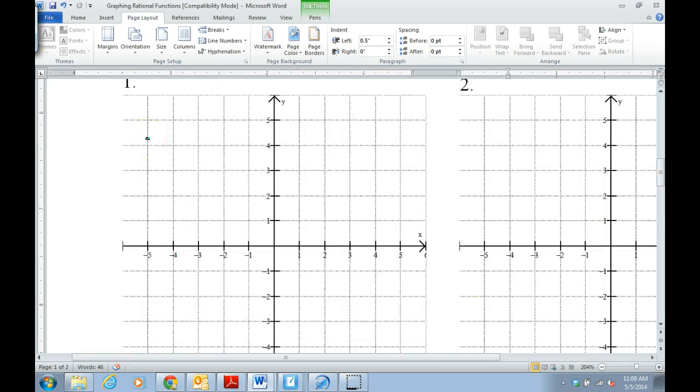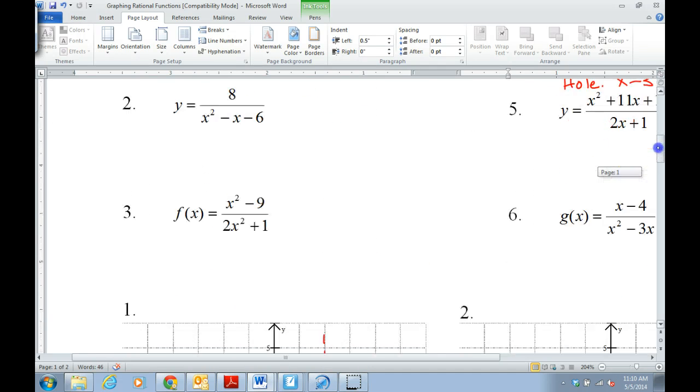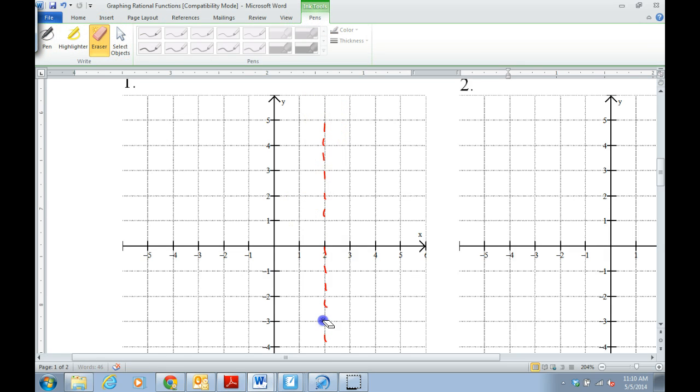Okay, first of all, what was my vertical asymptote on this one? 2. So I'm going to draw a vertical asymptote at 2. Oh no, it's 1. It was 1? Yeah. Oh, it's at 1. Sorry. So at 1.